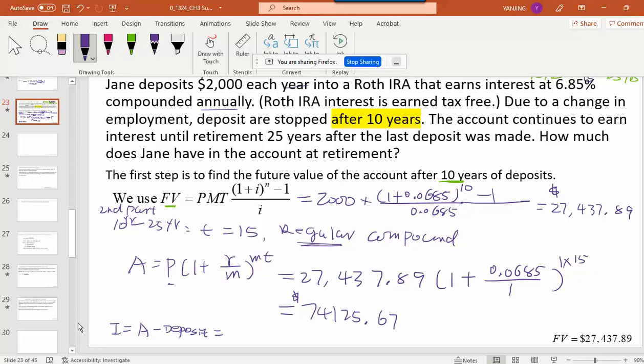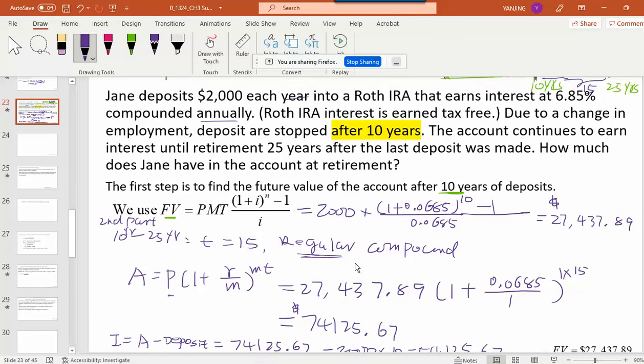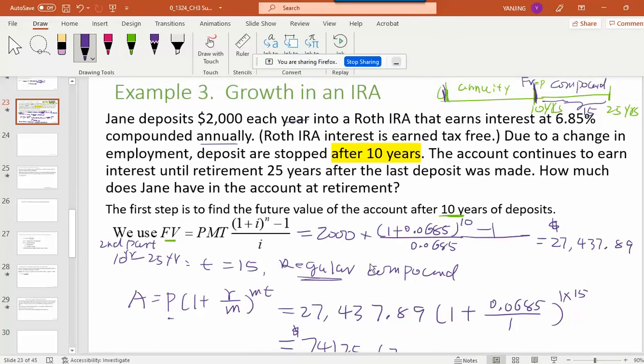So how much is the deposit? Oh, she only deposited 2,000 a year for 10 years, so that's 20,000. 20,000 from here. So that's how much interest she earned in here. So you can see there's a lot of interest in here. Okay, that's how banks make money as well, right? You go to get a car loan, mortgage loan. That's how they make interest.